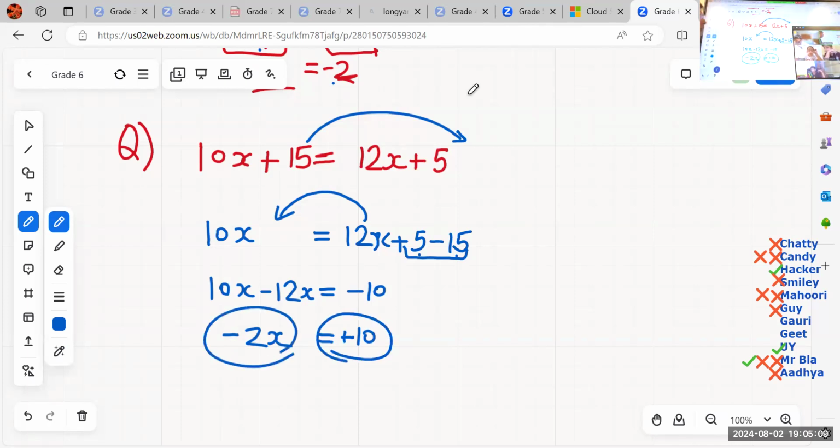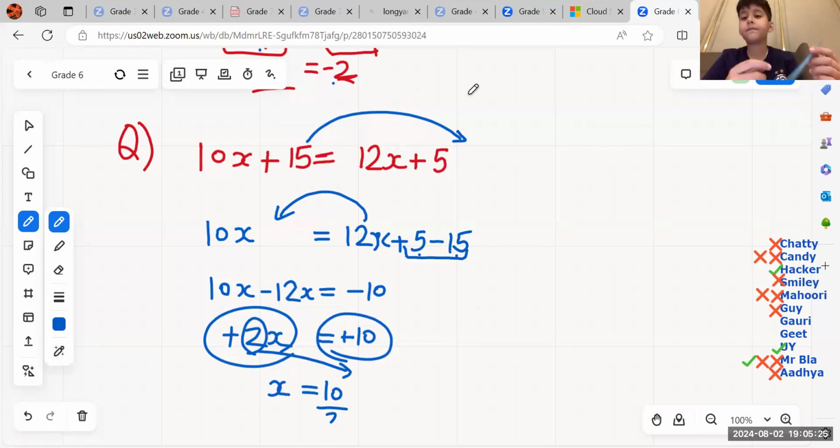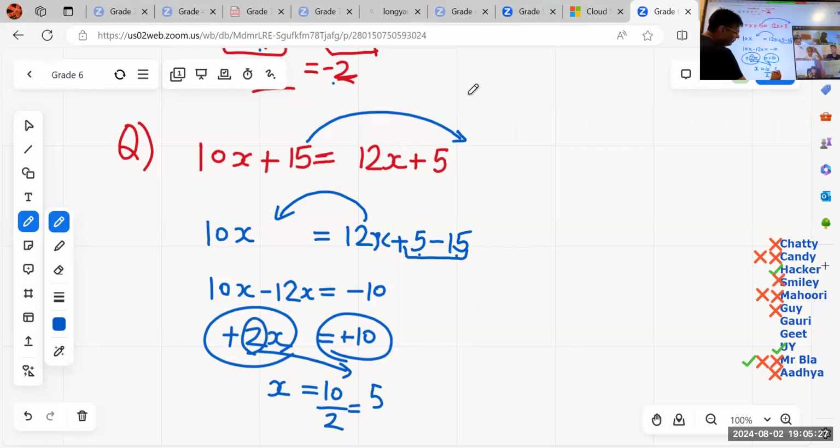So when you multiply by negative 1, positive becomes negative, negative becomes positive. But here both are minus, so both will become positive. Now 2 is in multiplication, it will go to the other side and become division. So x will be equal to 10 divided by 2, which is equal to 5. And it's plus 5.